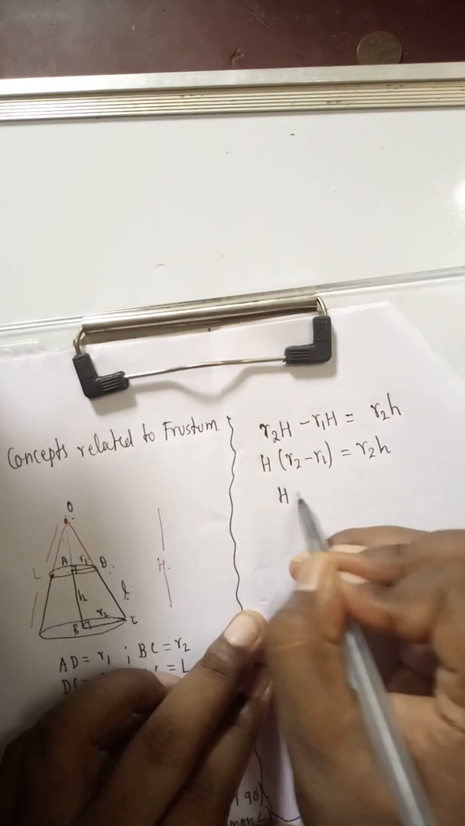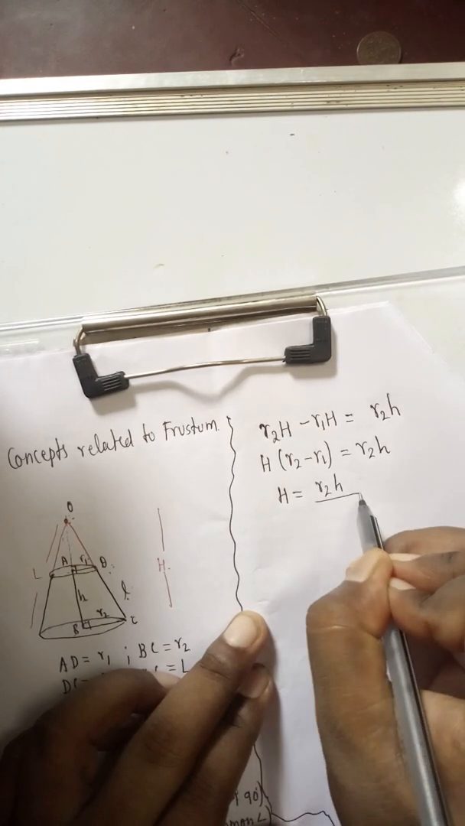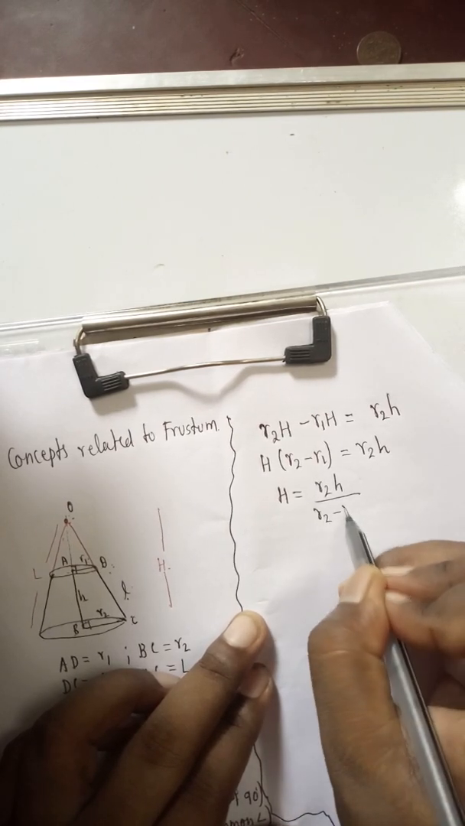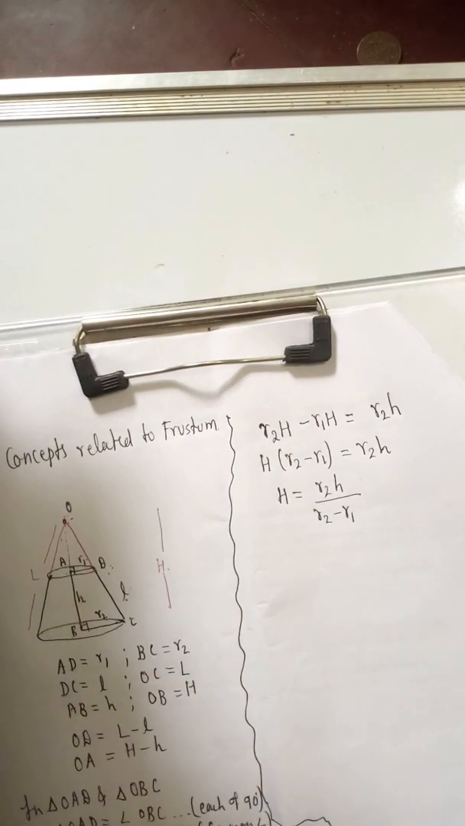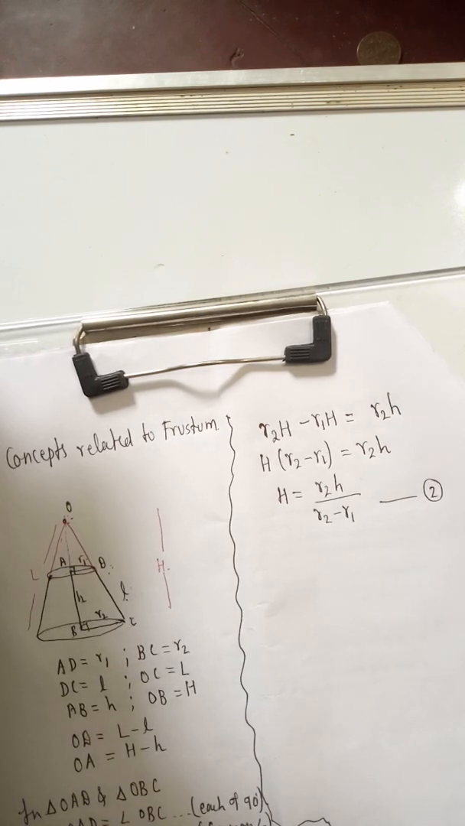So the value of capital H is what, friends? R2h upon R2 minus R1. I hope this is clear. So let's label this as 2. We got the value of H.